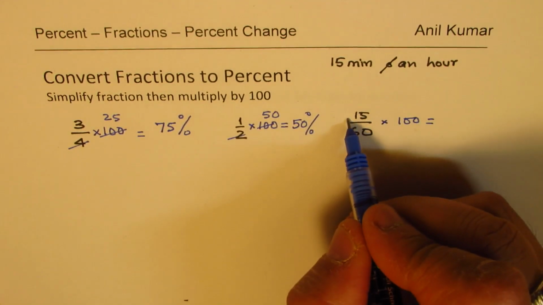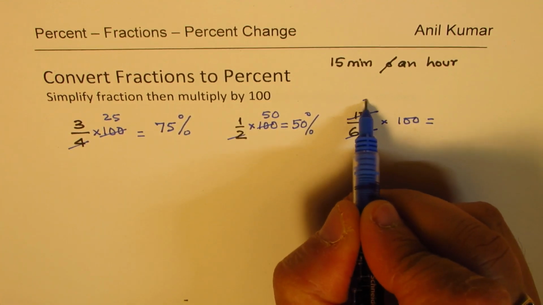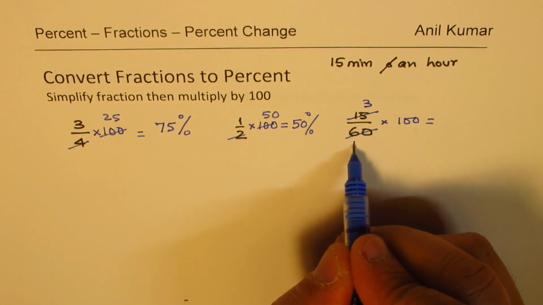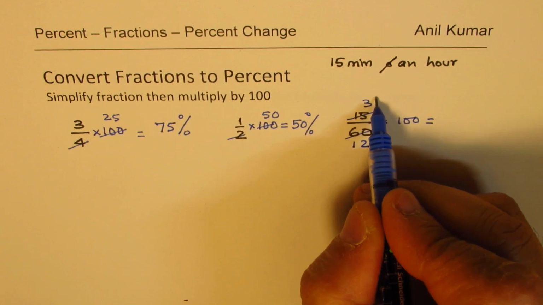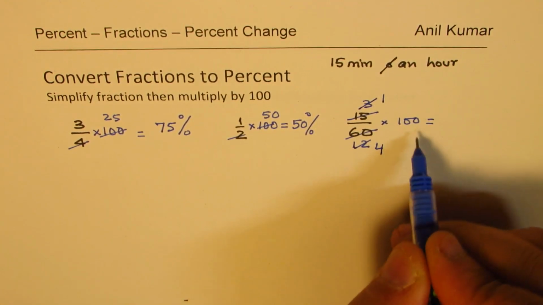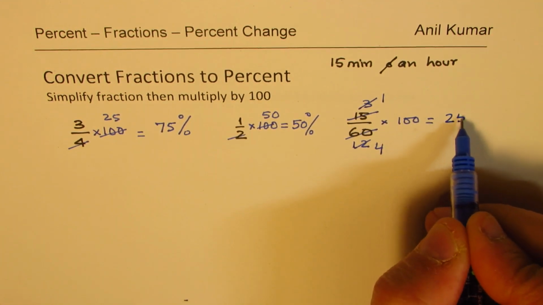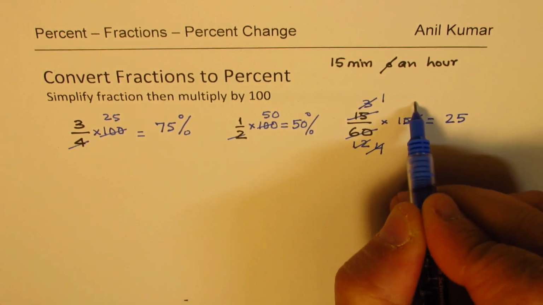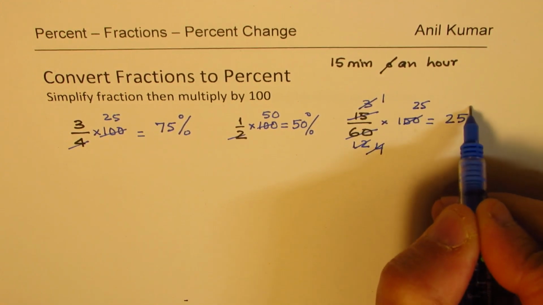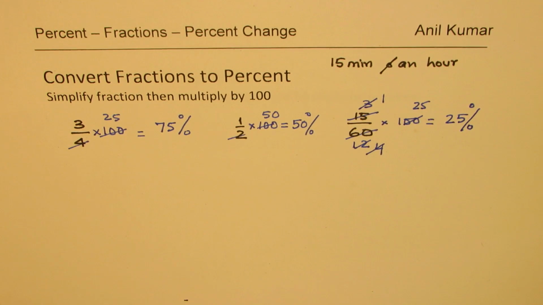Perfect. But anyway, let's simplify this. Dividing by 5, I get 5 times 3, and 5 times 12. And now dividing by 3, we get 3 times 1, 3 times 4. And we know 100 over 4 is 25, correct? So 100 goes with 4 25 times. So we get 25%. So that is how you could easily convert any fraction to percent, correct?